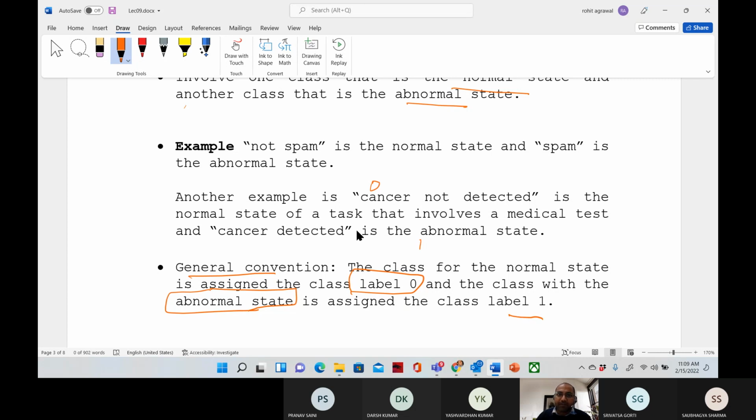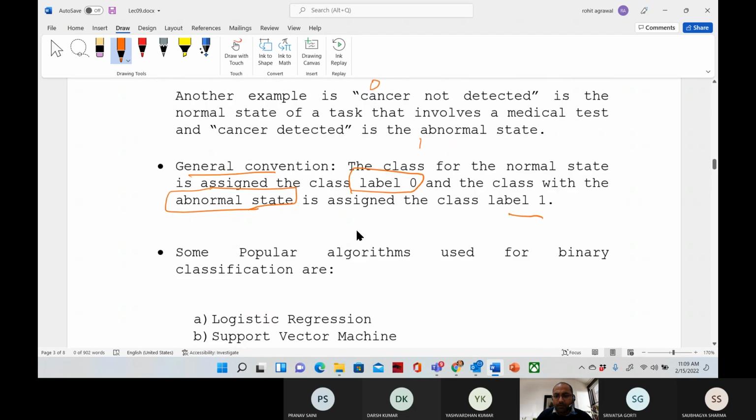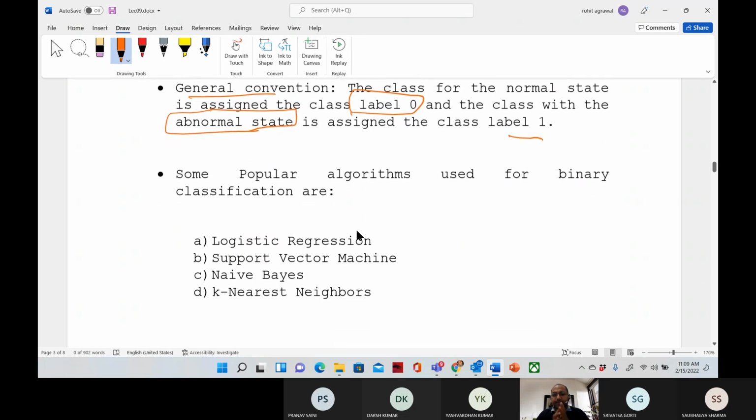It is a specific type of classification where the number of labels is 2. Clear? Is this example clear? This classification?